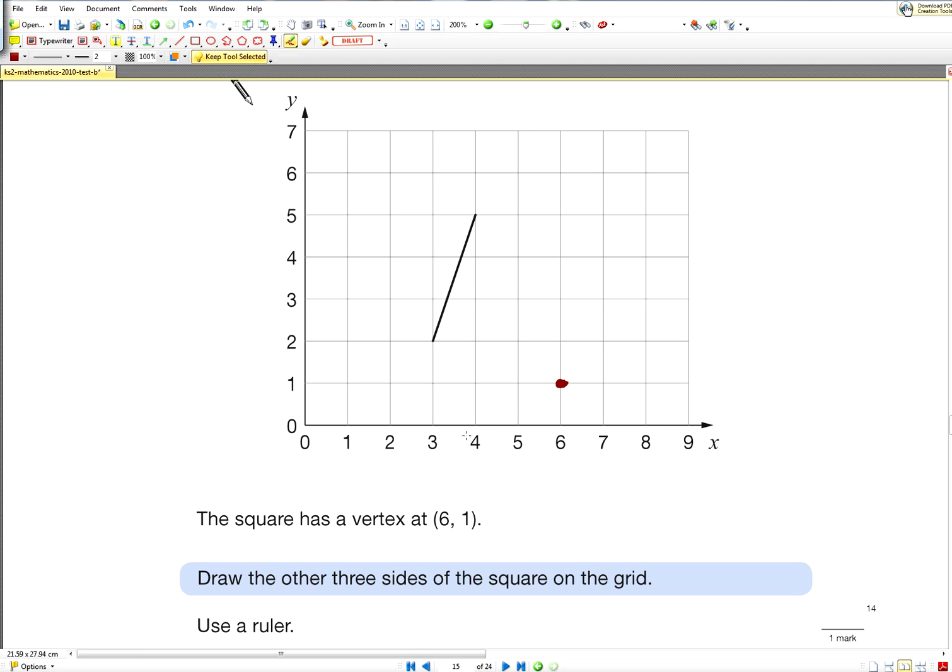So the one there. Now draw the other 3 sides of the square on the grid, use a ruler. So I'm going to use my ruler. I'll go from here to there. Okay, and then I'm going to go from here to there. And then I'm going to go from... Oh, you did the dot? Okay. Let's make this one a bit longer. Okay, that looks lovely. So we should get something that looks like that.